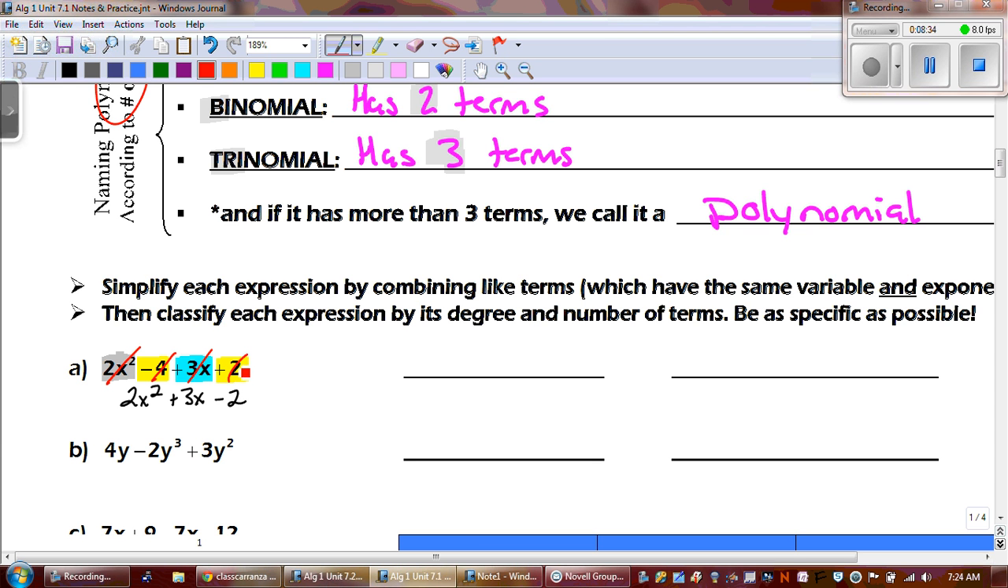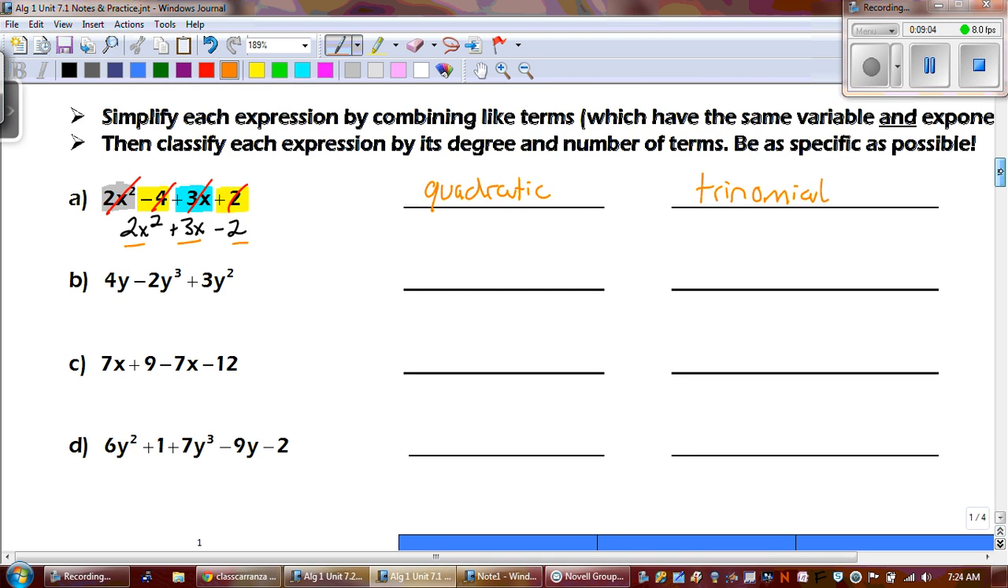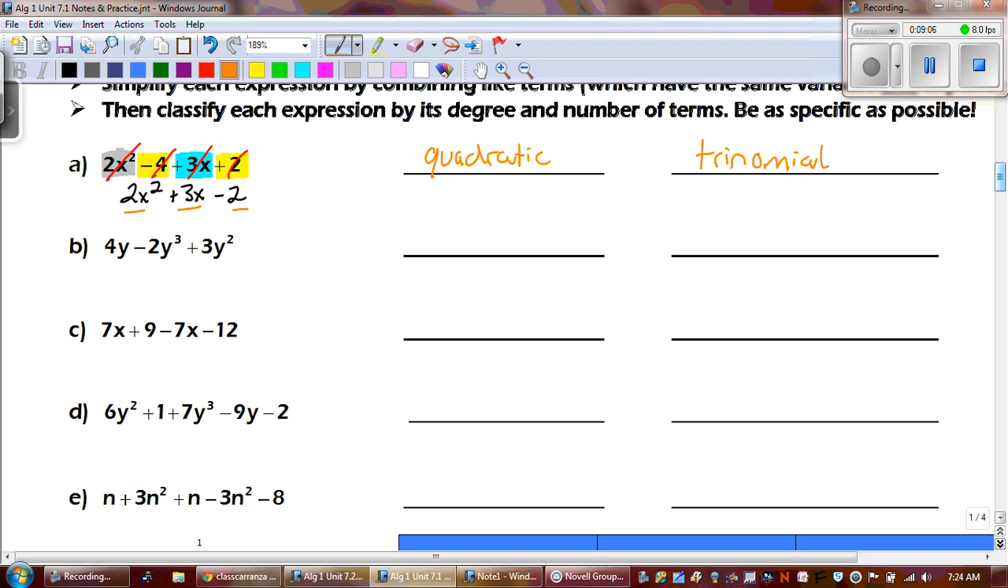And now let's take a look at it. First, what's the highest exponent? Okay, the highest exponent is the 2. And if it's 2, it's called a quadratic. And then how many terms are there? There are 3, so it's a quadratic trinomial. Does that kind of make sense? There are 3 terms, that's why it's a trinomial, and the highest exponent is 2, that's why it's quadratic.